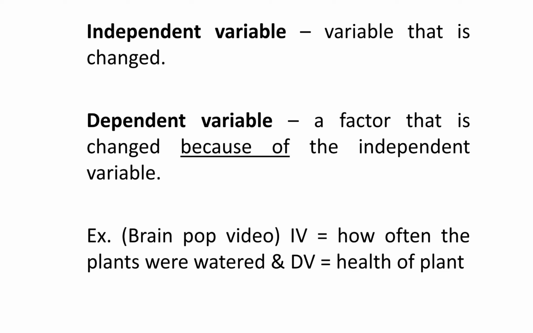So if you remember the BrainPOP video, the one with the plant, you know, Moby and his plants that was all wet and squishy, his soil, okay? So the independent variable was how often the plants were watered. Now the dependent variable was the health of the plant. Okay, so that was what they were looking at. How healthy is the plant because of the amount of times it was watered.